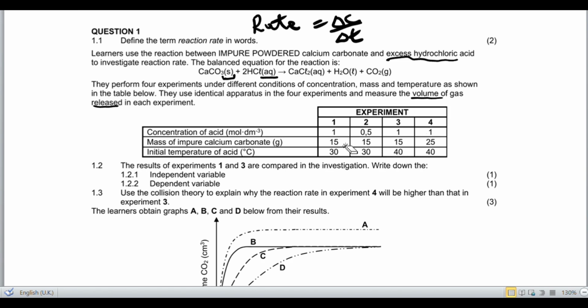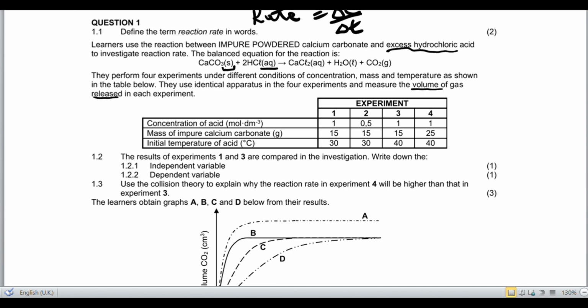All right. So let's continue. Let's continue quickly. Let's go to the questions now. Remember I said this one is a solid, therefore we will only talk about surface area here, then upper concentration. All right. Kuthiwa ke ngoku the results of experiment 1 and 3 are compared in the investigation.